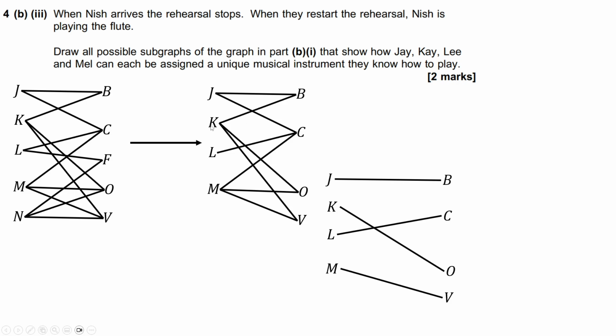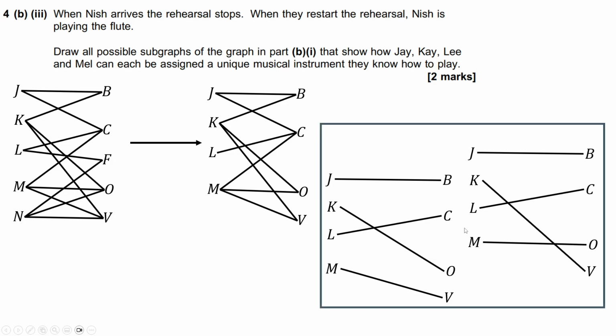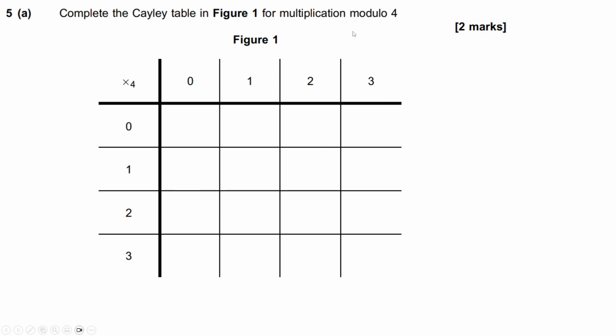So now we're moving down to K to see what he could possibly play. He can't play B because that's for J, so he could play O or V. We've already looked at the case where he plays O, so we'll look at the case where he plays V. Then you just fill in the rest of the graph as normal. These are the two extra graphs that you get, to show that they each play a unique instrument that they know.